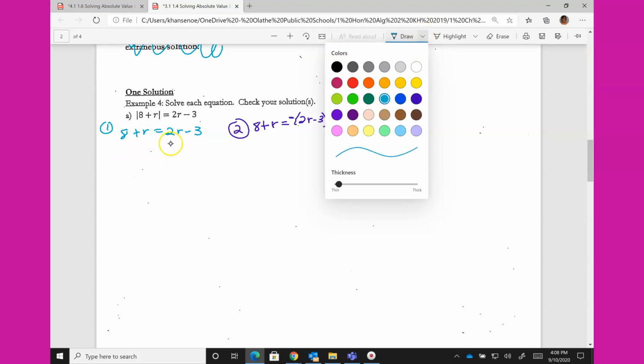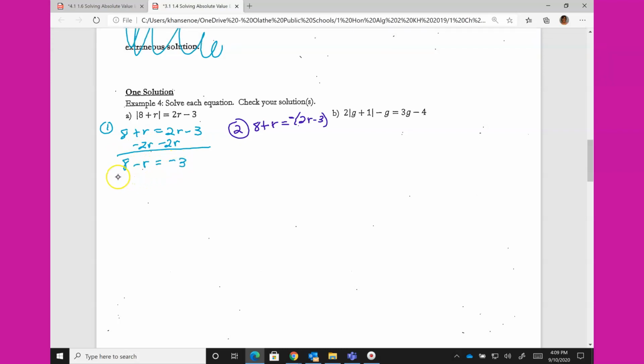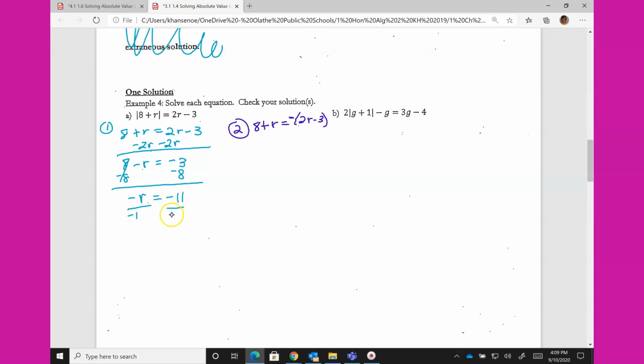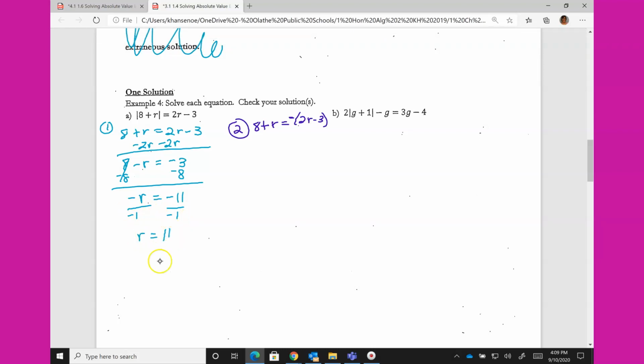So now let's work through these problems. I'm going to get r to the left-hand side, so I'm going to subtract 2r. I get 8 minus r equals negative 3. I'm going to subtract 8. Those cancel. I get negative r equals negative 11. I'm going to divide by a negative 1. I get r equals 11.